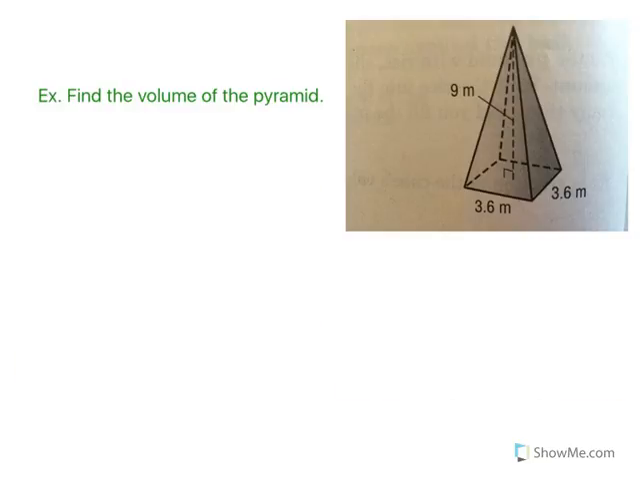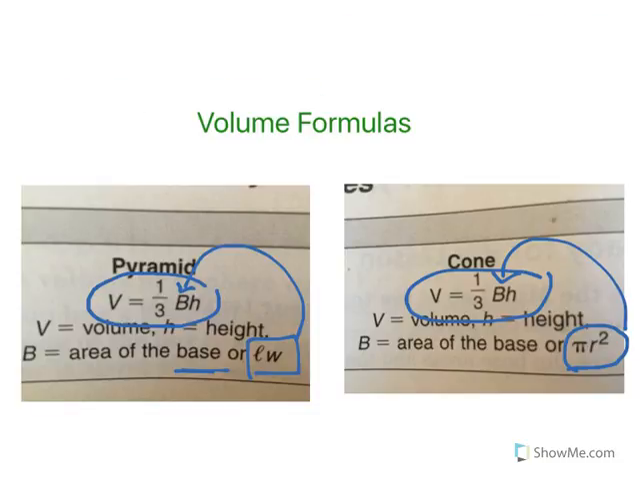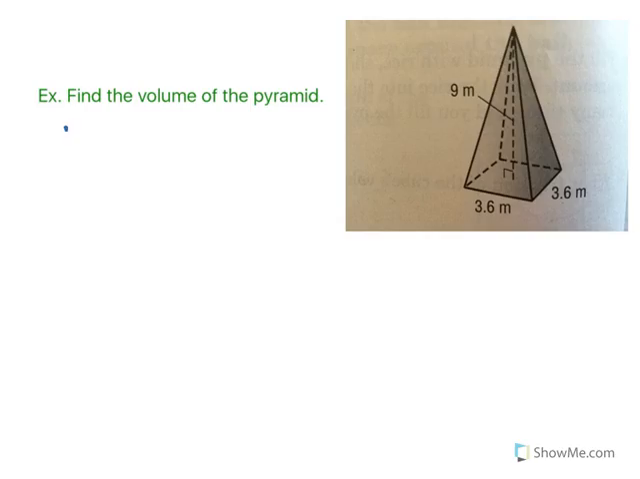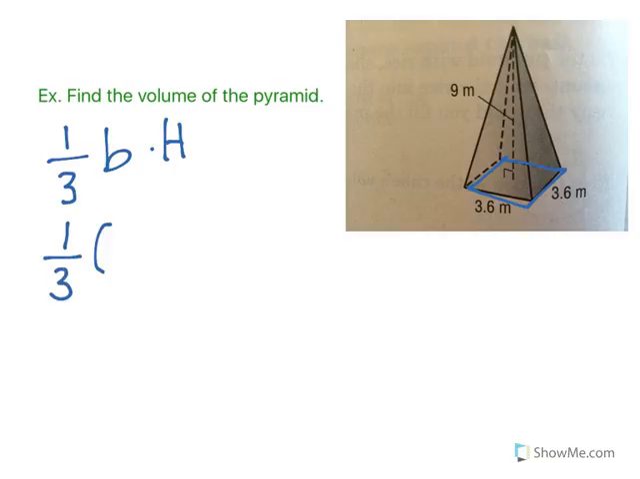So let's do an example. Find the volume of the pyramid. And again, I'm going to refer back to the formula, 1/3 times the area of the base times the height. So I'm going to write that there, 1/3 times the area of the base times your height. And in this case, our base is a square. So we're just taking a side and squaring it, or we can say 3.6 times 3.6. So I'm just going to rewrite the formula as 1/3. The area of the base is just going to be 3 6/10 to the second power. That's my length times my width. And then I'm going to multiply it by my height, and my height is going to be my 9. So super easy that way.